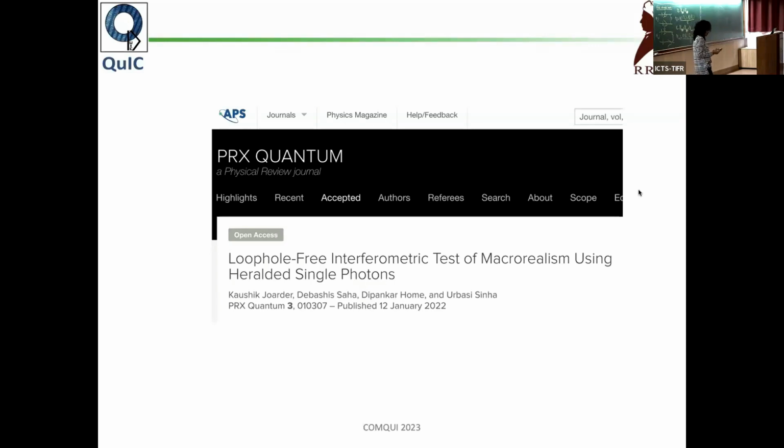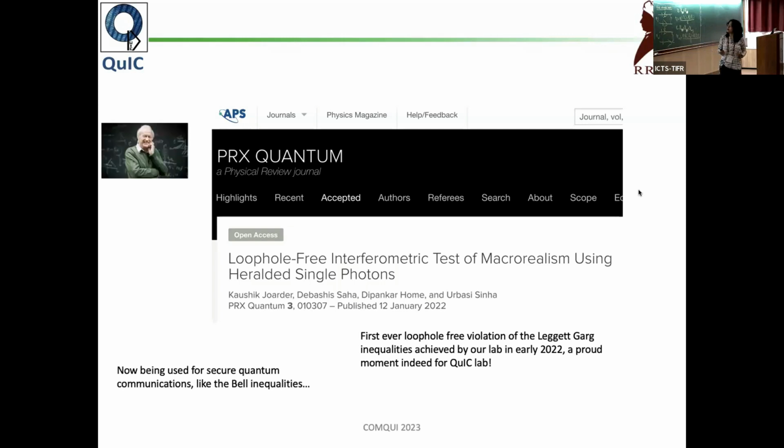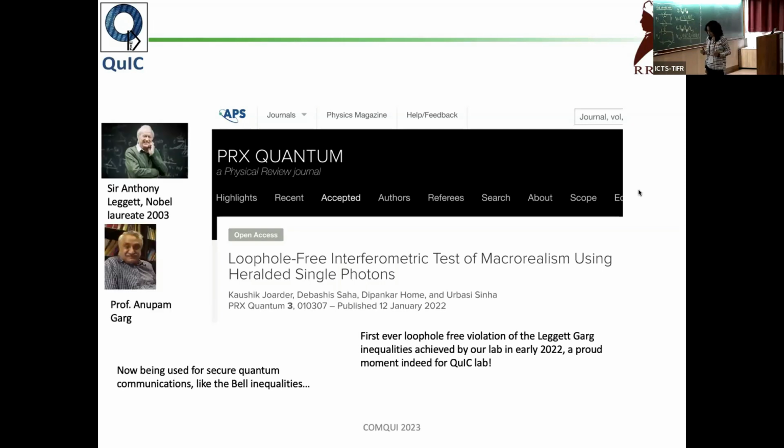So Sir Anthony Leggett and Anupam Garg came up with the Leggett-Garg inequality, which is actually the temporal equivalent of the Bell inequality. So Bell inequality has the space, the non-locality coming in. In this, we have time. So a single particle is evolving in time. So you can have correlations between different instances of time, T1, T2, T2, T3, T1, T3, and so on, instead of space. So you can replace the space with time, literally, and you have the Leggett-Garg inequality.